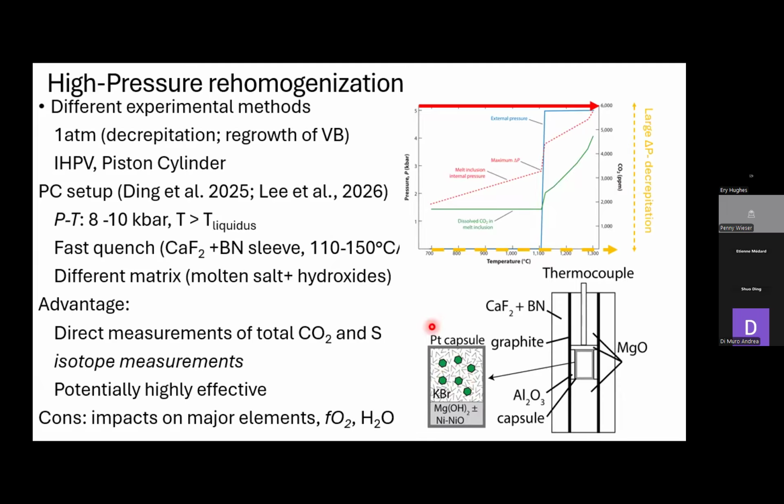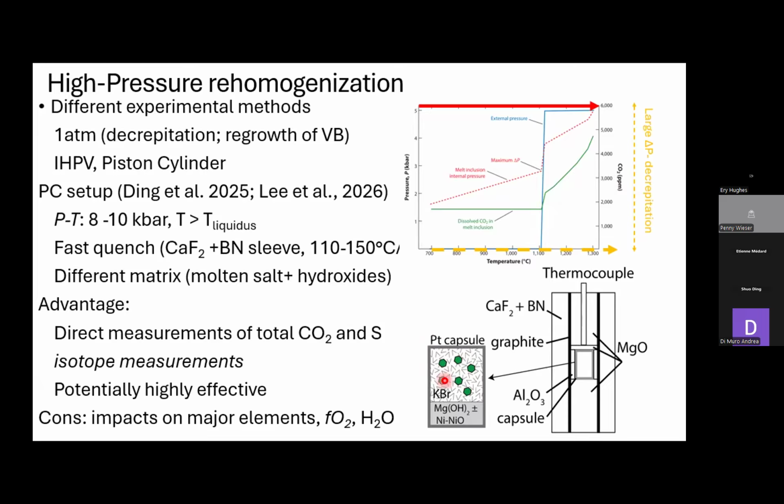So overall, the experimental advantage is that a successful run results in one single glassy melt inclusion that allows us to directly measure the total CO2 and sulfur in the melt inclusion without involving too many assumptions or uncertainties. It would also allow us to measure the magmatic carbon and sulfur isotopes, which would otherwise be fractionated by the vapor bubble. And for IHPV and piston cylinder, we could put multiple crystals in one run, so it can potentially be highly effective. However, because we're reheating the melt inclusion, it can change the major elements a little bit, which can be corrected later.